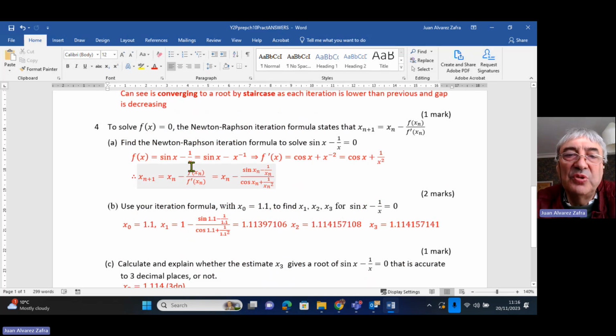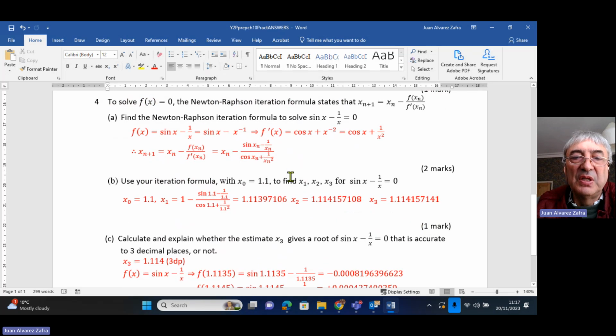Question 4 asks us to use the Newton-Raphson formula, which is always the next approximation is the previous approximation minus the function evaluated at xn over the derivative of the function evaluated at xn. And so if we want to get the Newton-Raphson formula for this f of x, sin of x minus 1 over x equals 0, we need to differentiate it, which gives us cos of x plus 1 over x squared, and therefore the iterative formula for the Newton-Raphson for this particular equation is going to be xn minus the function at xn over the derivative function at xn.